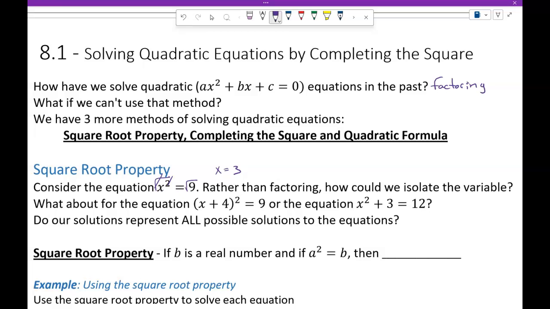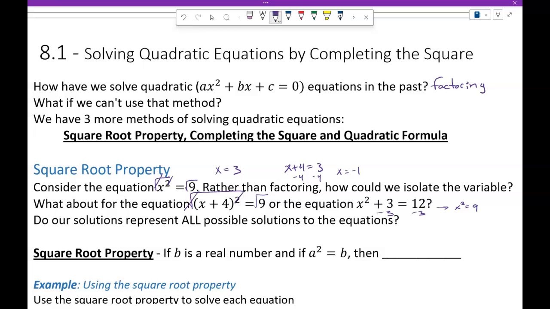Let's also consider x plus 4 squared equals 9. Again, I can square root both sides, eliminate the radical. I have x plus 4 equals 3. And then we can subtract 4, and we get x equals negative 1. But again, does that necessarily represent all of the possible solutions? And same thing here. Before we can square root, we need to subtract 3 from both sides, giving us x squared equals 9, and then we had the same situation that we had over here where we could solve.